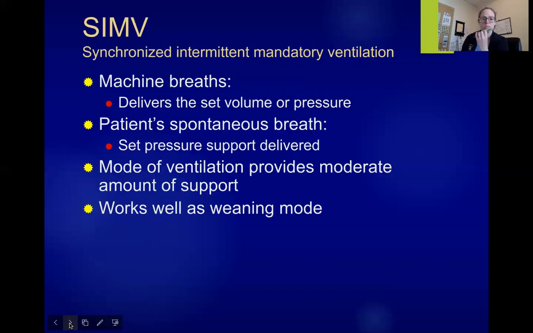So for your machine breaths, it's going to deliver the set volume or pressure. When a patient takes a spontaneous breath, the set pressure support is delivered. And this mode of ventilation provides a moderate amount of support. So it works well in a weaning mode. So compared to assist control, where you're totally controlled, remember, even as you wean, it's not letting the patient do anything on their own. So in SIMV, the patient is doing a lot of it on their own.